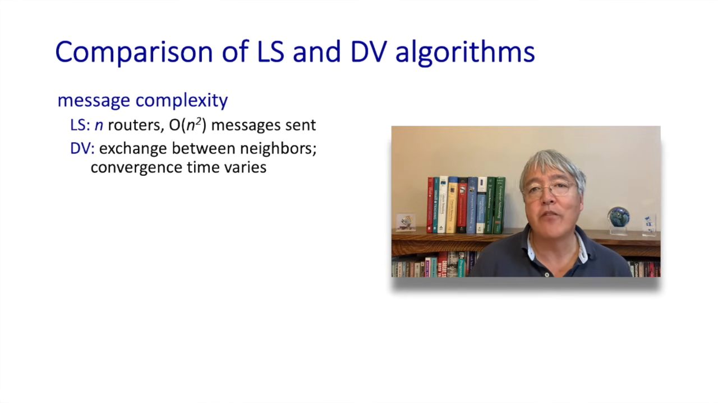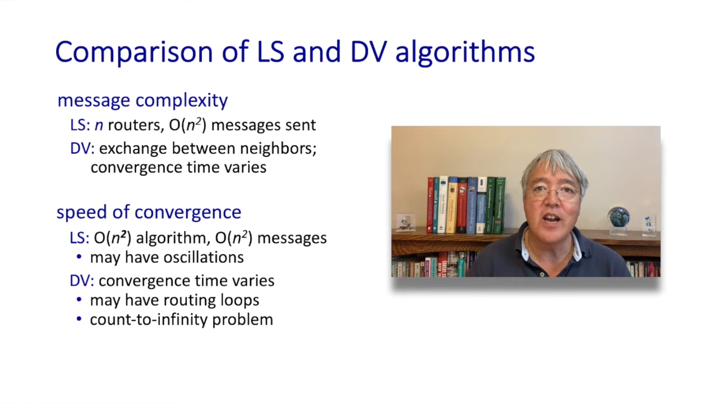In terms of speed of convergence, we saw that link state is an order n squared computational algorithm, an order n squared communication algorithm, and we saw that there can be oscillations. In the case of distance vector, we saw that convergence times again can vary, and there can actually be routing loops while the algorithm's converging.